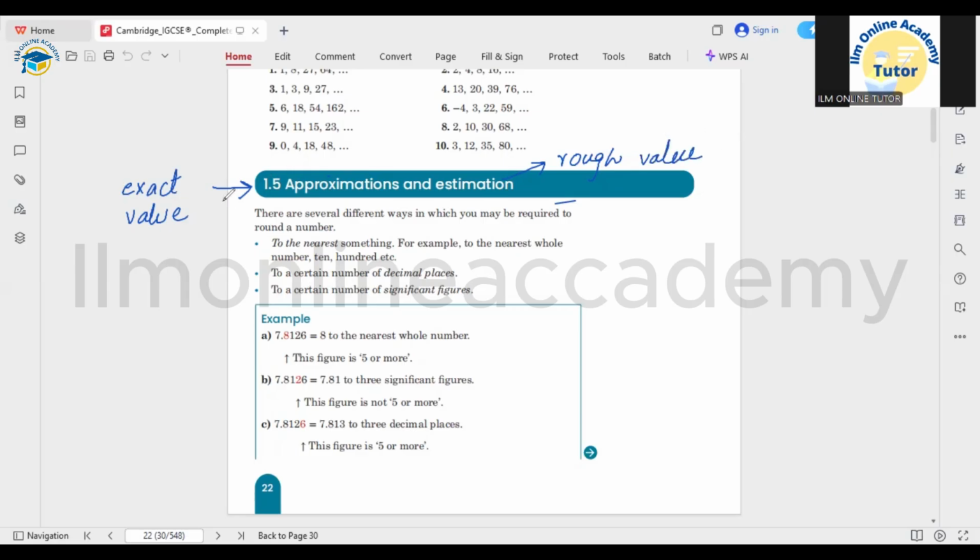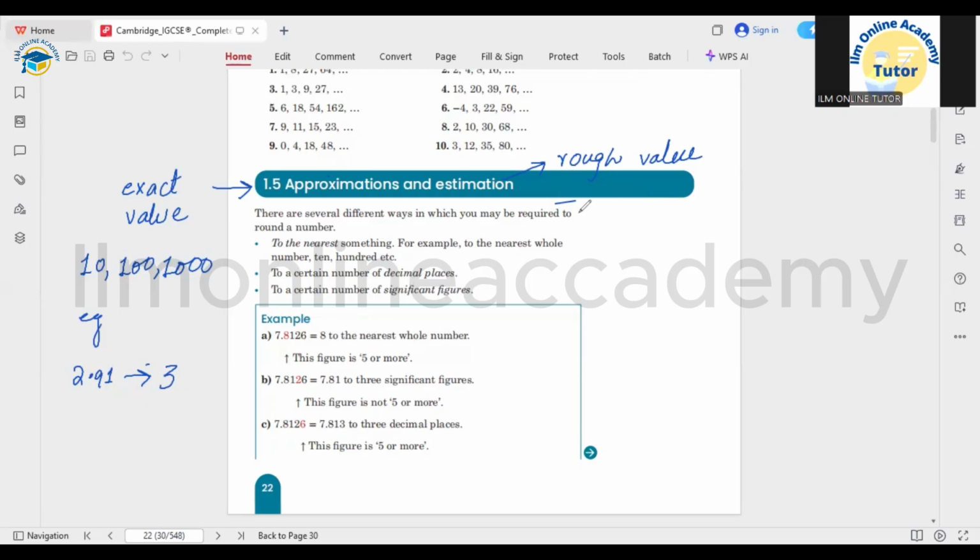Okay. For an example of approximation, if we want to round off a number to the nearest 10, sometimes the nearest 100, sometimes the nearest 1000, we can use the term approximation for that. For example, if we have a number like 2.91 and I want to round it off to the nearest whole number, I can round it off to 3. So this is basically approximation.